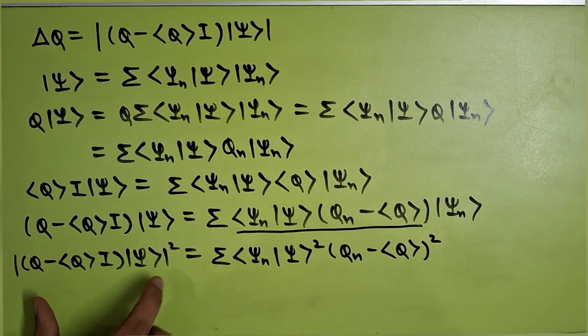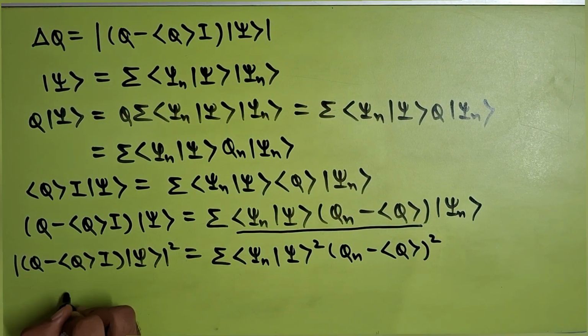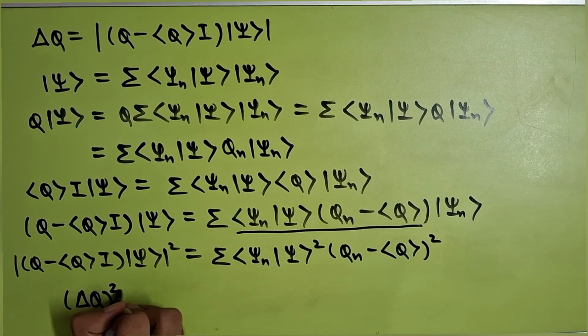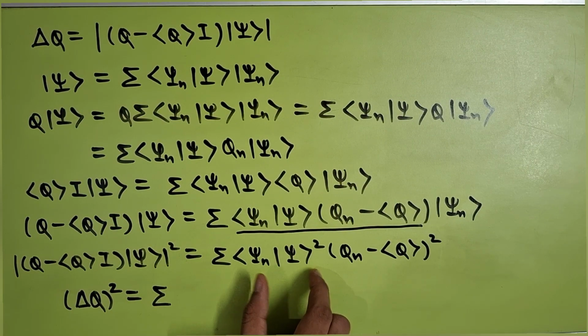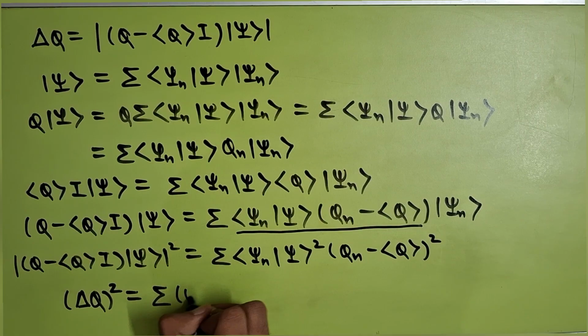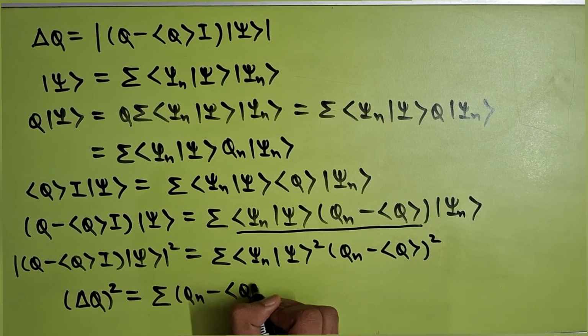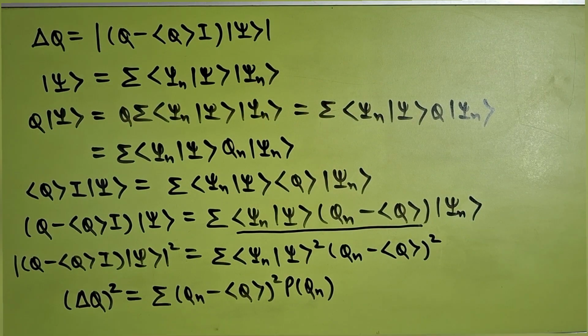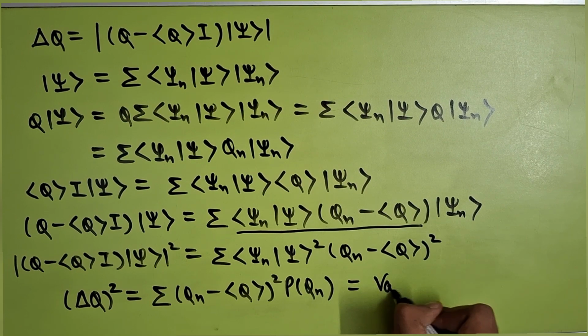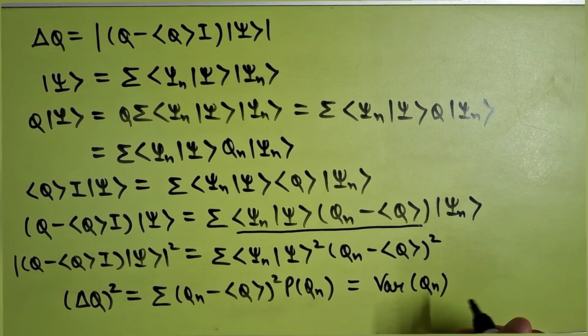Note that this term is simply the square of the uncertainty, and this term is the probability of getting the outcome Qn. So we can write this as, this is exactly the expression of the variance of the outcomes. Hence, we get, is nothing but the standard deviation of the possible outcomes.